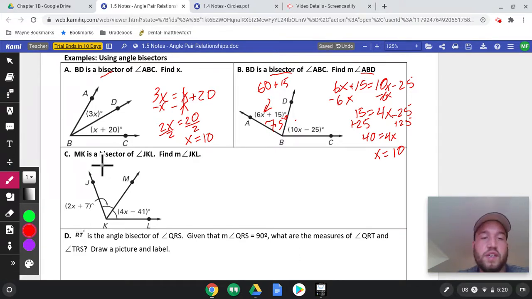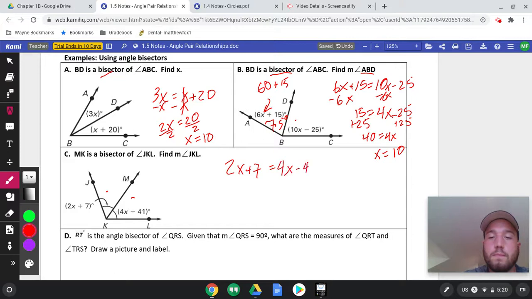Look down here. MK is a bisector of angle JKL. So if this is a bisector, same process. We know we can set those two equal to each other. So we add this 41 over, subtract the 2x, and you get 48 equals 2x. Divide by 2 on both sides, so you get x equals 24.